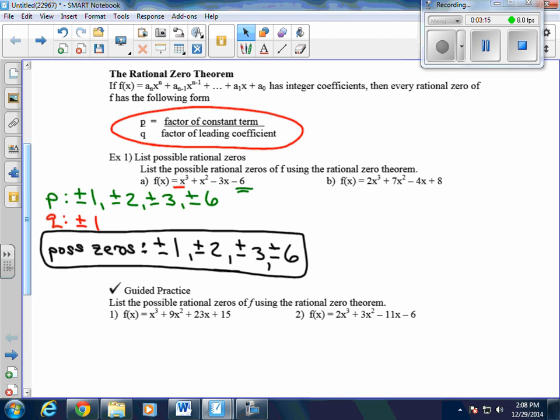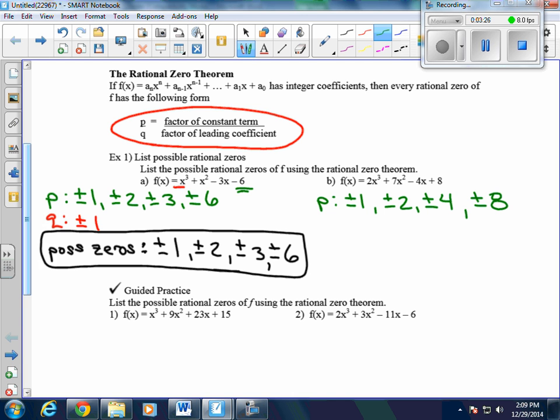So if we look at example B, again, p is going to be plus or minus 1, plus or minus 2, plus or minus 4, and plus or minus 8. Those are the factors of my constant. And my q, in this case, now the leading coefficient is not 1, it's going to be 2, so I have to find the factors of that. So plus or minus 1 and plus or minus 2. And so now again we go to the possible zeros.